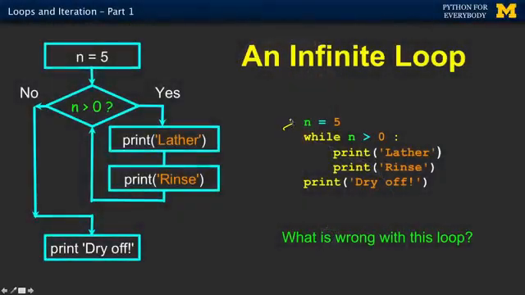So an important part of any loop is what we call the iteration variable, okay? And that is something that changes, because if we don't change anything in the loop, then it's going to run forever. That's what we call an infinite loop. So here we have n is 5, and we say while n is greater than 0, which is true, print this. Come back up, check again. Is n greater than 0? Yeah, print this. Check again. Is n greater than 0?